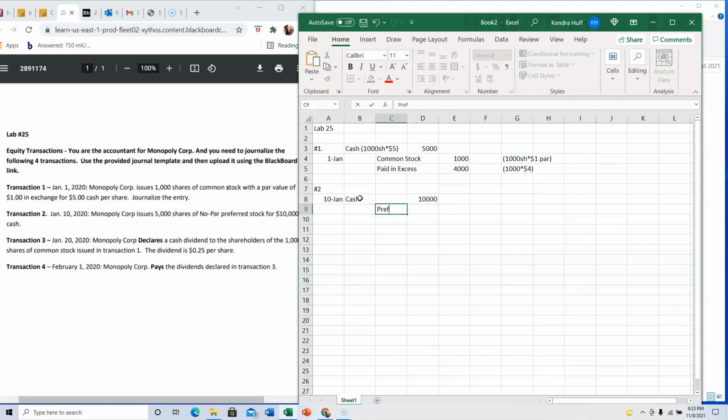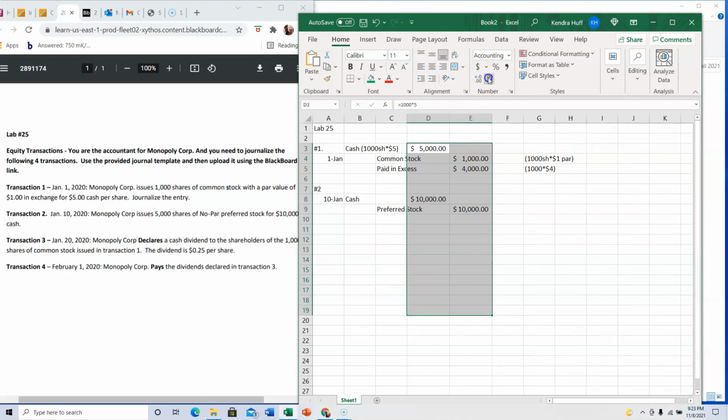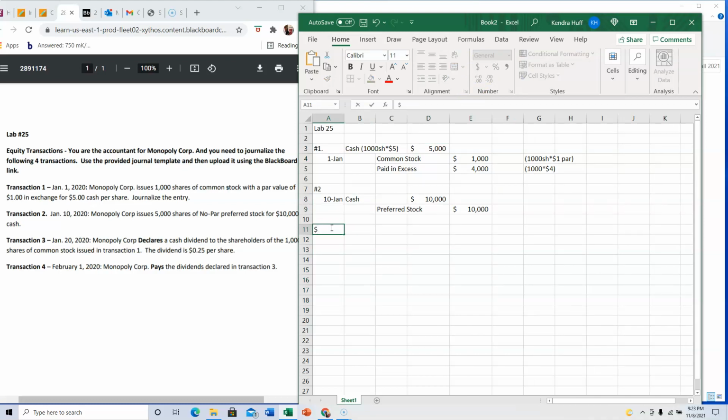And it's preferred stock, so you're going to credit preferred stock. And it's all going to go into preferred stock because it has no par value. So the entire amount goes into the stock account. All right, number 3 is January the 20th.